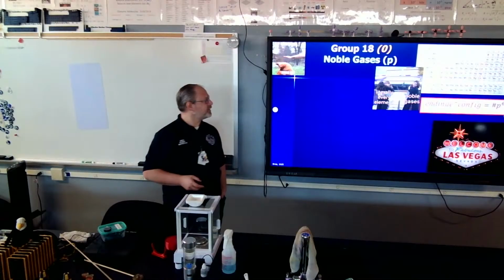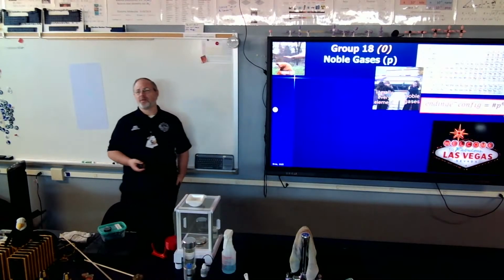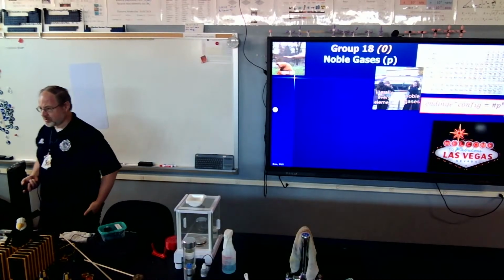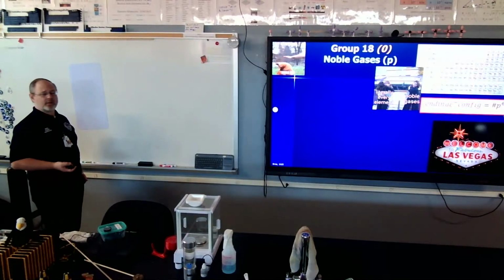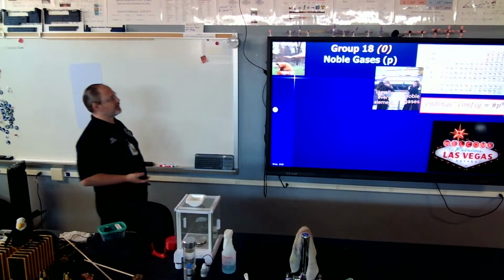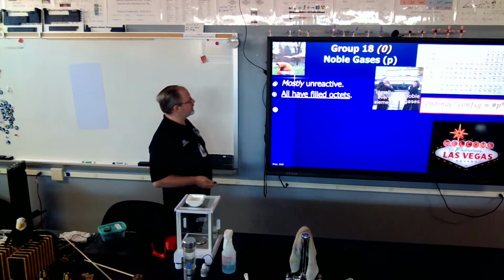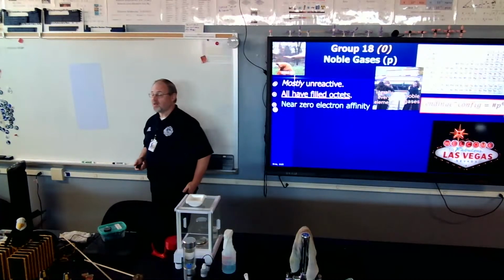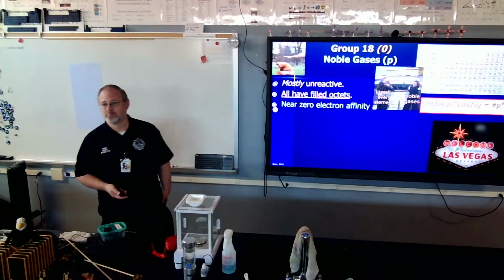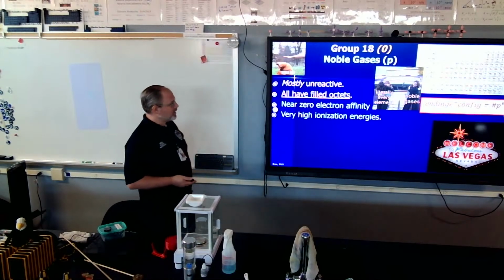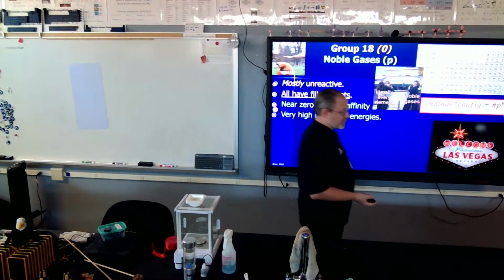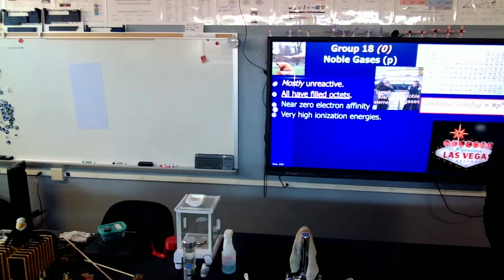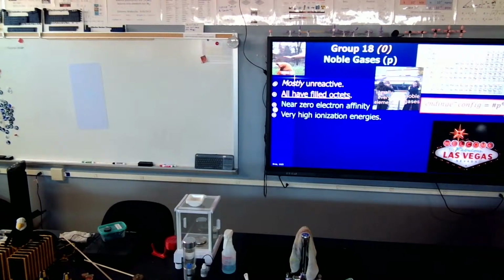Noble gases are group 18. They have an oxidation of 0 because they don't want any electrons. They're perfectly happy with their completed octet. They have a naturally occurring completed octet, which gives them near 0 electron affinity, meaning they don't want any more electrons. They're happy with what they got. But they do have a very high ionization energy because they don't want to lose any. So it takes a lot of energy to remove an electron from a noble gas.